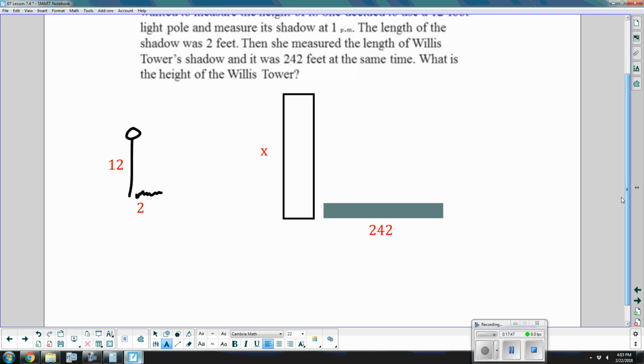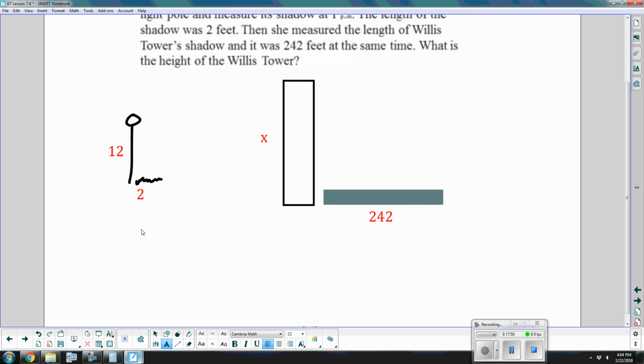So we need to set up a proportion for this. So again, a couple different ways you can do it. I usually use the corresponding sides, always set those equal. So the height of the tower compared to the height of the light post, that's going to be equal to the shadow of the tower compared to the shadow of the light post.